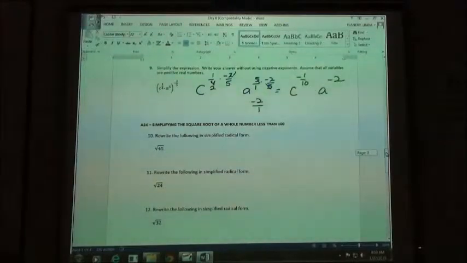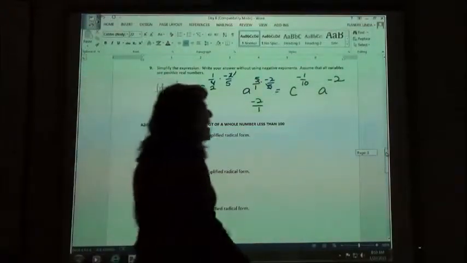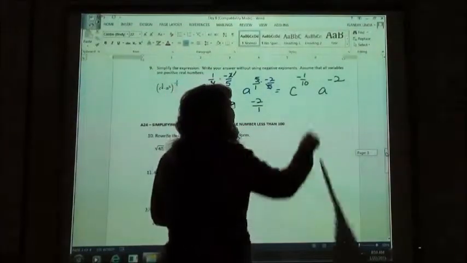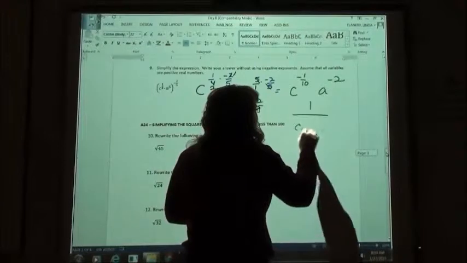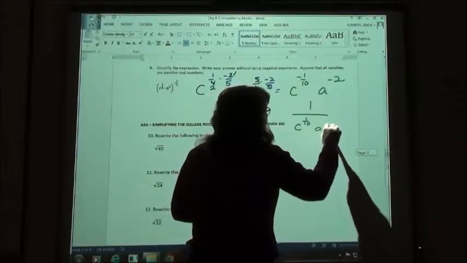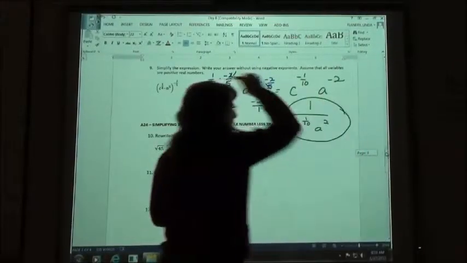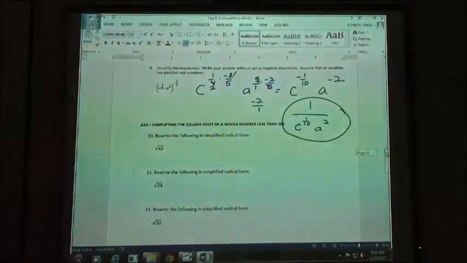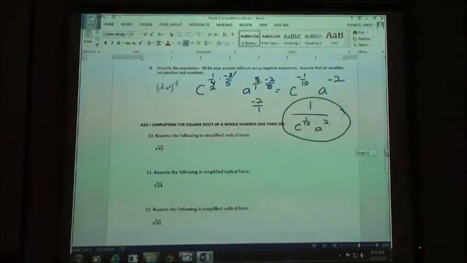Uh-oh, now what happens? They're both negative exponents. How am I going to write my answer? Put them both on the bottom. What's on top? 1. 1, exactly. 1 over C to the 1/10 and A to the 2nd. So those aren't so bad once you kind of figure out what you're supposed to do, right?